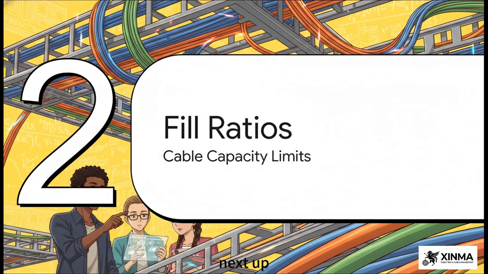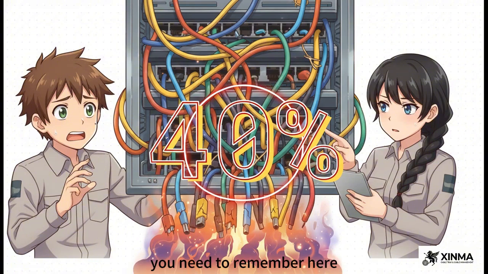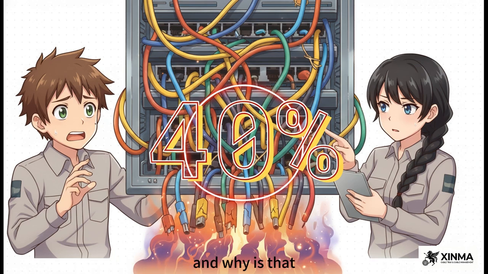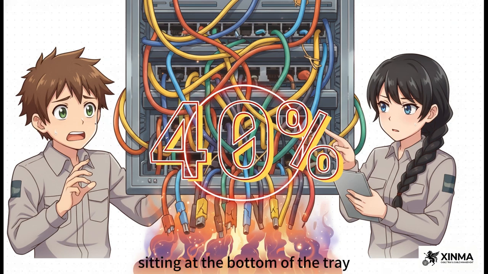All right, next up, we're tackling the math behind cable tray capacity for Cat6a and fiber optic cables. And there is one absolutely crucial number you need to remember here: 40%. The BICSI TDMM, which is essentially the global gold standard for telecom design, dictates a really strict 40% maximum fill ratio. And why is that? Well, because pushing past that limit introduces a very real danger of cable crushing. That's where the sheer weight of the cables actually damages the data lines sitting at the bottom of the tray.